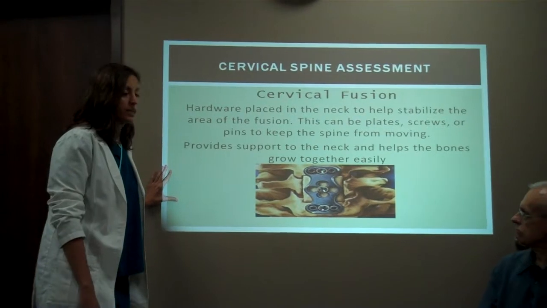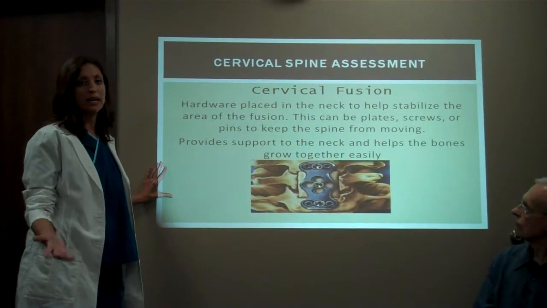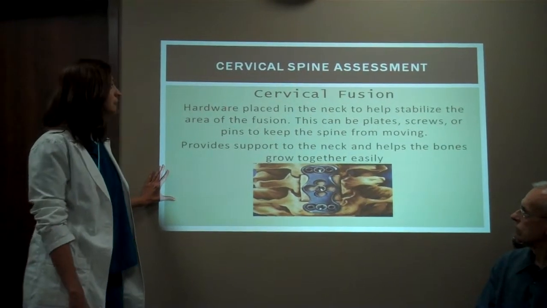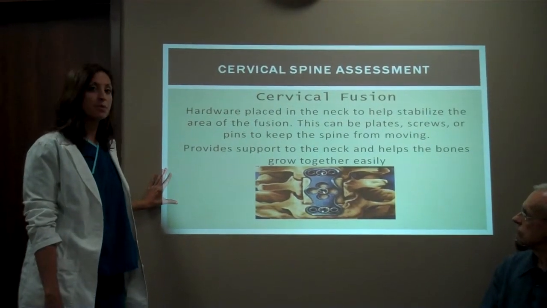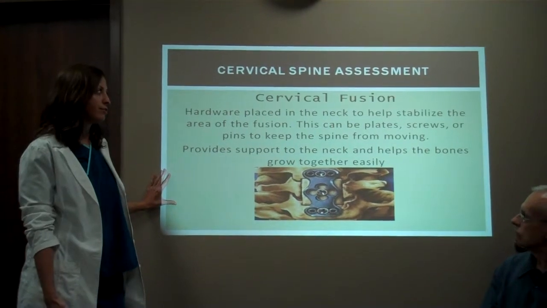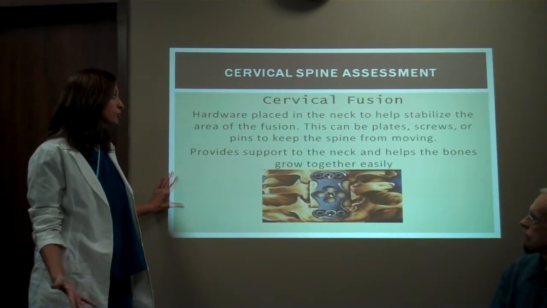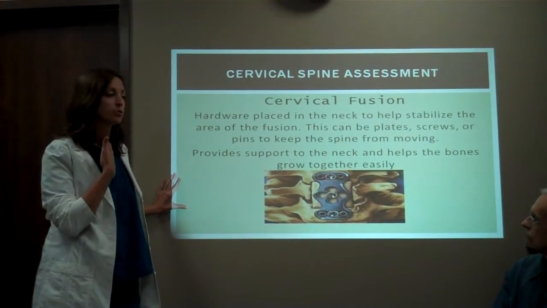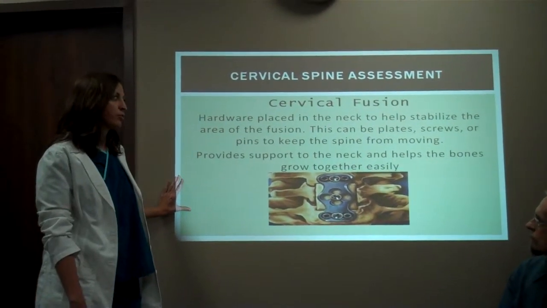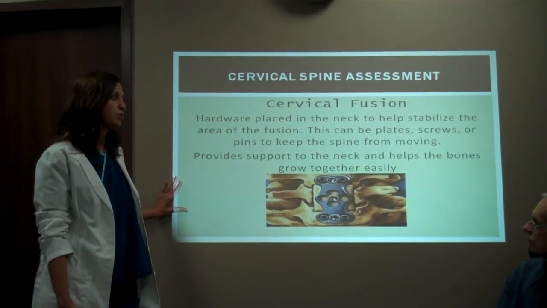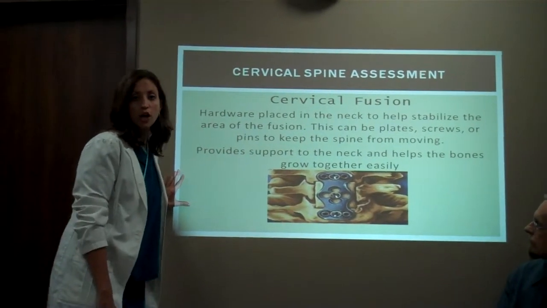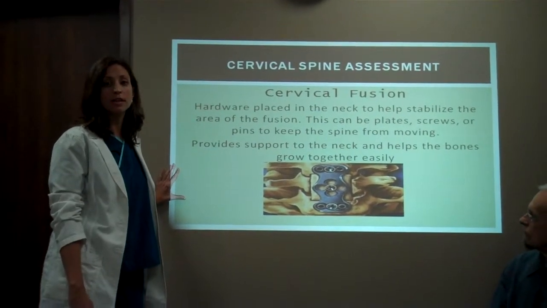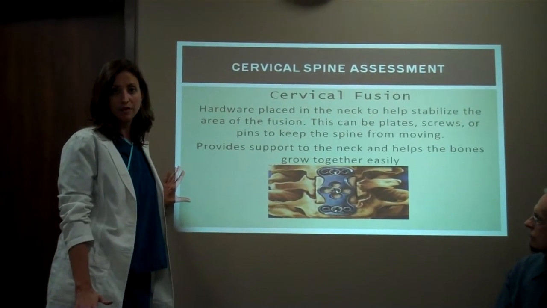The most common surgery for cervical spine is the anterior cervical discectomy and fusion, ACDF. Hardware is placed in the neck to help stabilize the area of the fusion. This can be plates or screws or pins, and this keeps the spine from moving through this anterior approach. This hardware provides support to the neck and helps the bones grow together easily. Your patient most often post-operatively will have a collar on, so it is very important not to let them move their neck after the surgery.